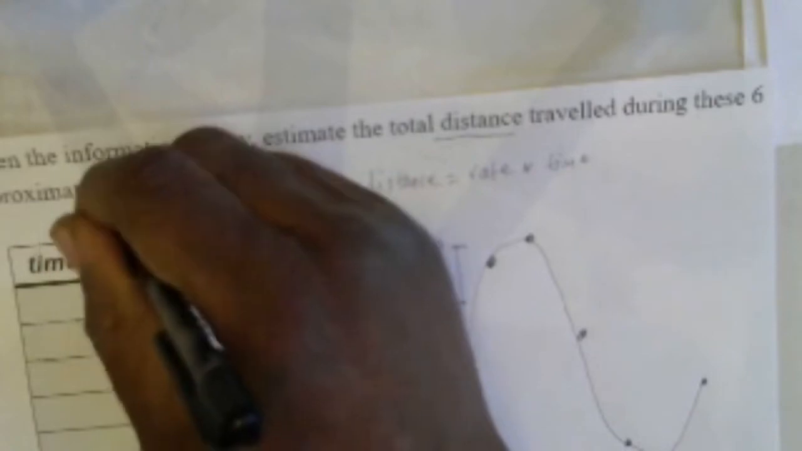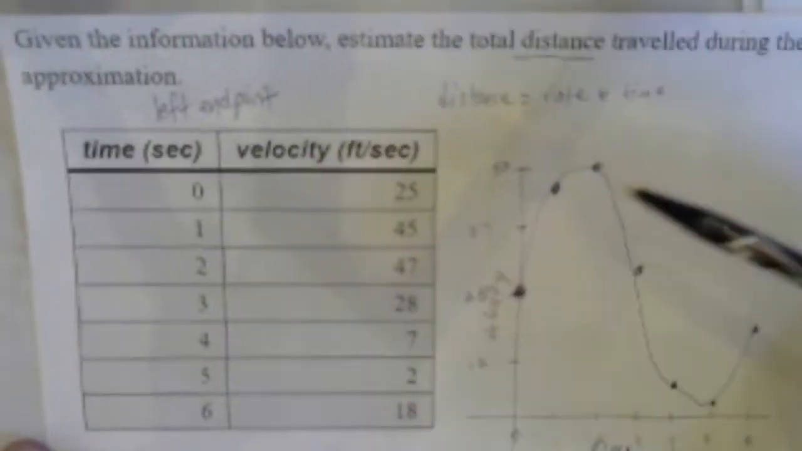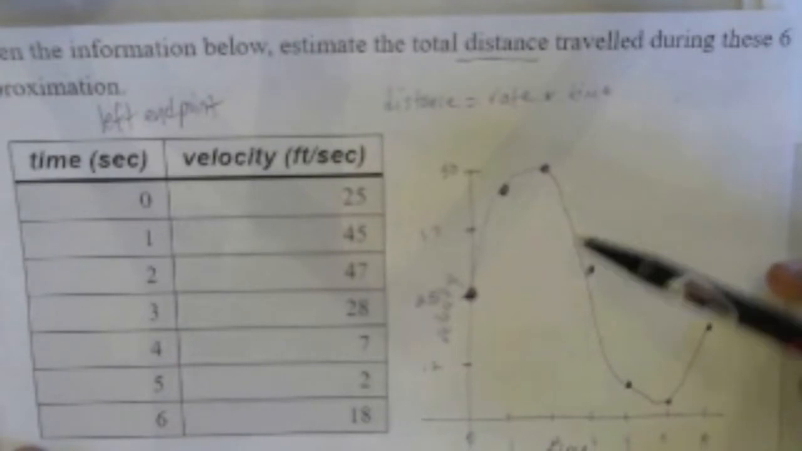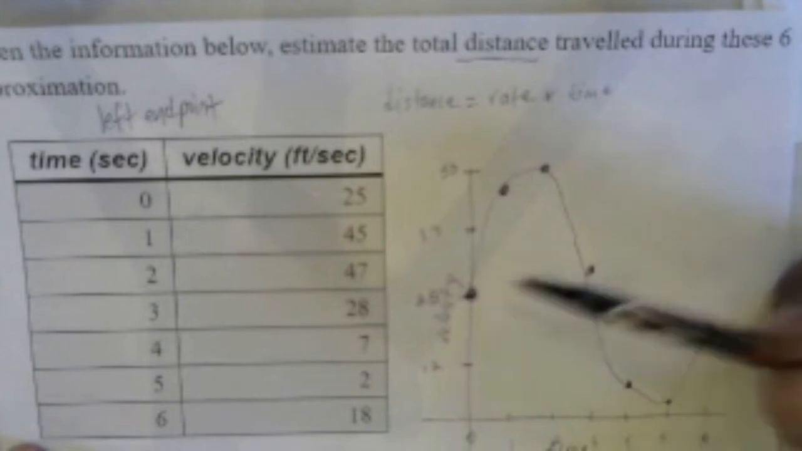Right, so what we're asked to find is the distance. We're asked to estimate the distance. All right. So one thing that's not actually given in the directions, we're using the left endpoint. Okay, for whatever reason, part of the question got chopped off. All right, so if we're using the left endpoint, I'm using the leftmost number as the height of my rectangle.